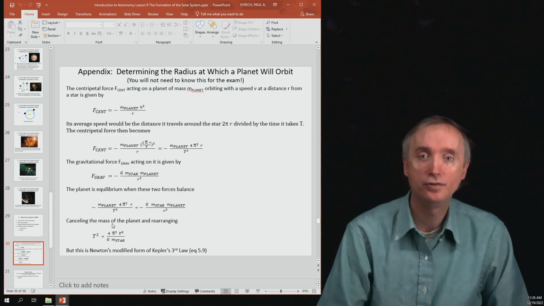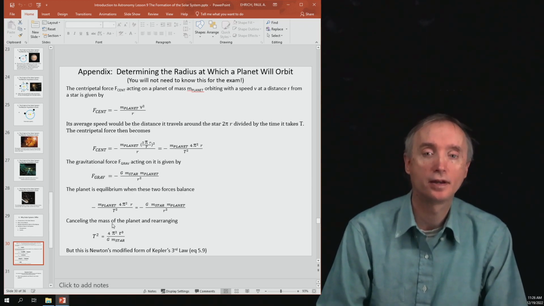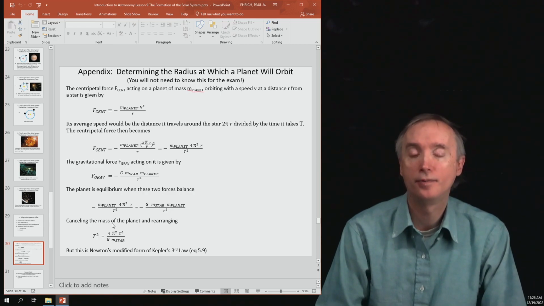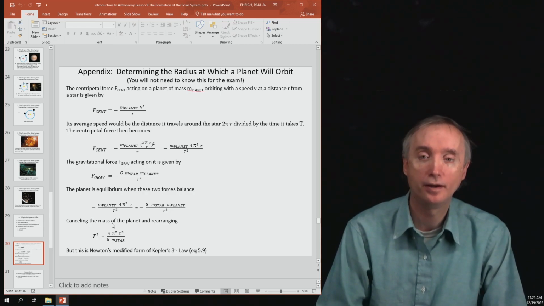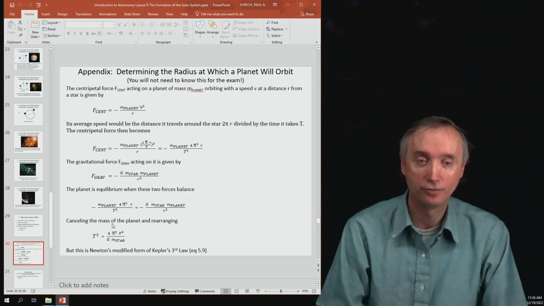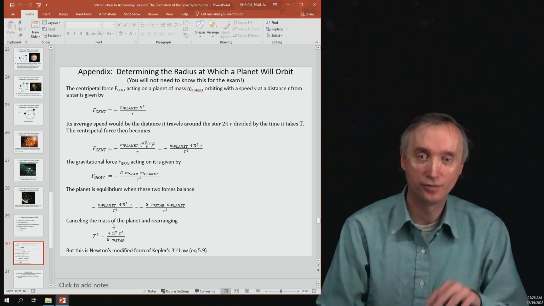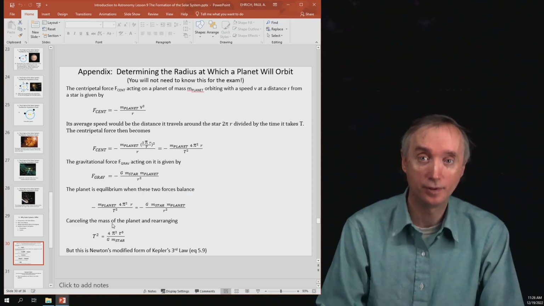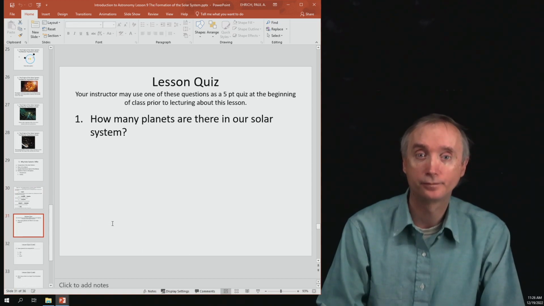You don't need to worry about this appendix slide, but it's a conceptual way of explaining Kepler's third law. The actual way of doing it is by using calculus, which you obviously don't need to worry about. So this slide is not going to be on the exam.